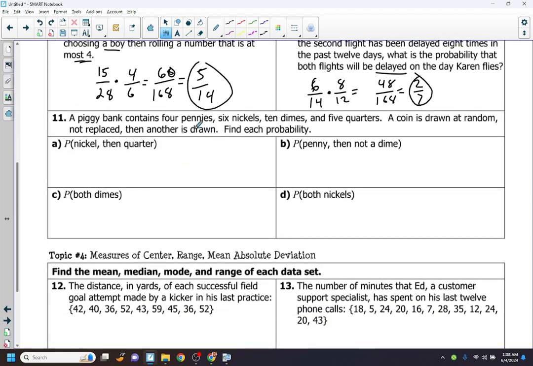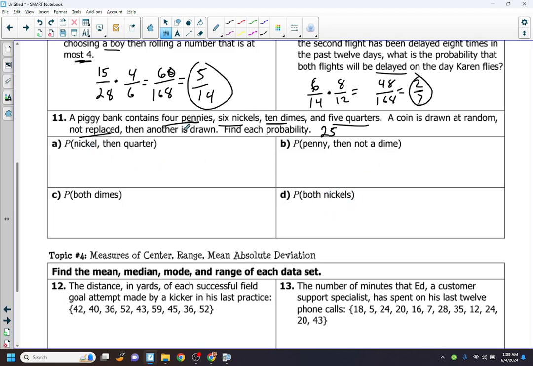Next one. A piggy bank contains 4 pennies, 6 nickels, 10 dimes, and 5 quarters. A coin is drawn at random, not replaced, that's important, and another one is drawn. What's the probability? So first off, if you count the coins, there are 25 coins in total. 4 plus 6 plus 10 plus 5 is 25.